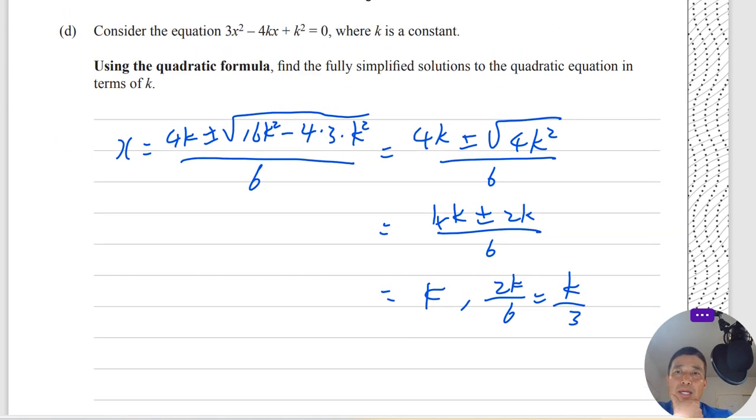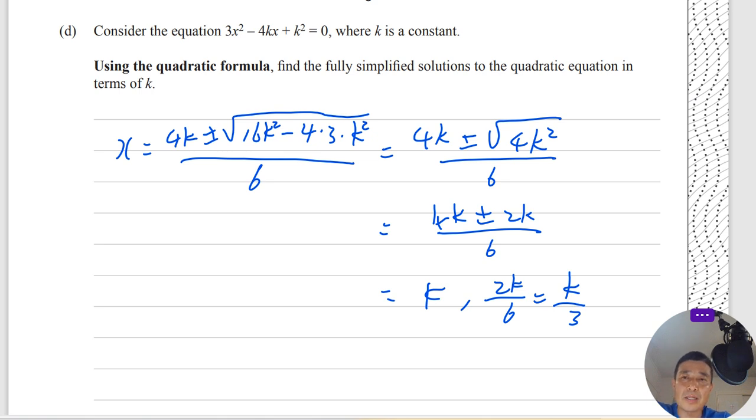Consider that where k is a constant, using the quadratic formula, find the fully simplified solutions. Each question is a, b, c, right? x equals negative b plus or minus the square root of b squared minus 4ac, over 2a. Actually, because this is an even number, you could use a shortcut, but I don't want to confuse you, so I'll just follow the normal quadratic formula.